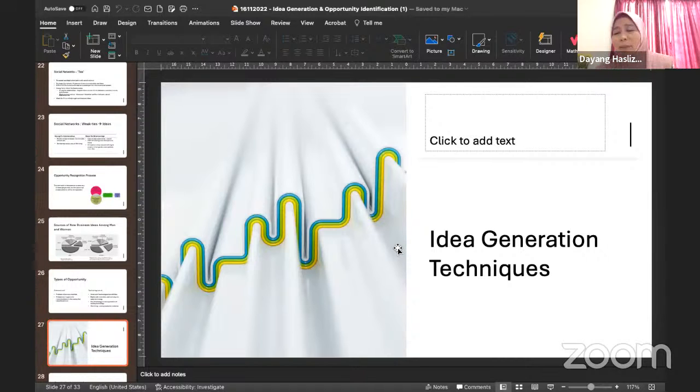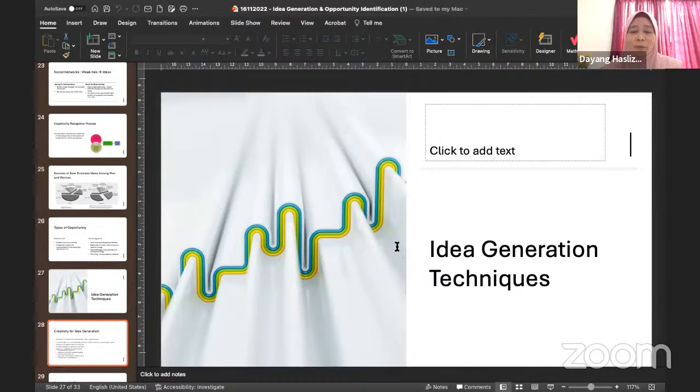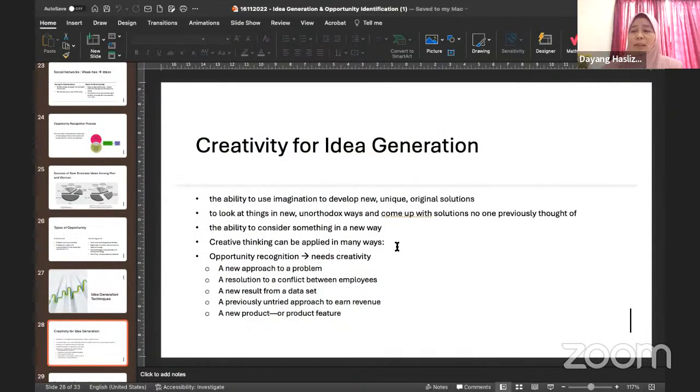In order for us to have more business opportunities, we need a lot of ideas. So, idea generation techniques. In order for you to have a lot of ideas, you have to be creative.